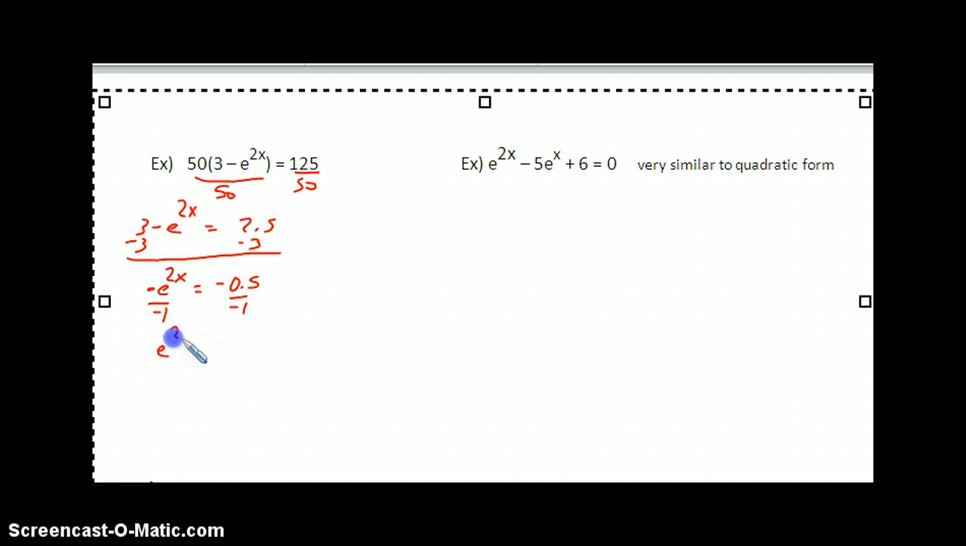Now that I've gotten my base by itself, I can actually start to work at solving this. So the base is e, the other side is 0.5. Can't make them be the same, but what I can do is apply natural logs to both sides. So I have to do natural logs because I have a base of e. Now I can take the exponent and write it as a coefficient.